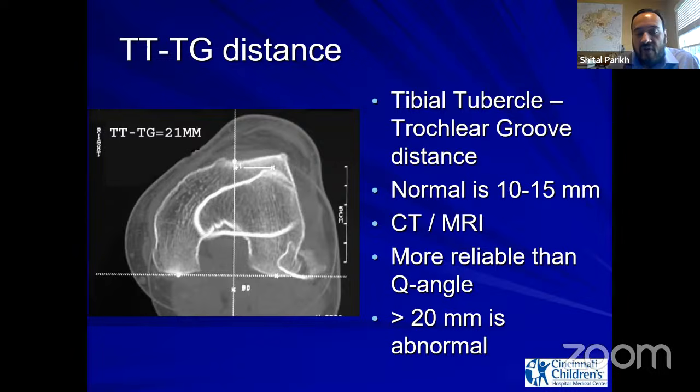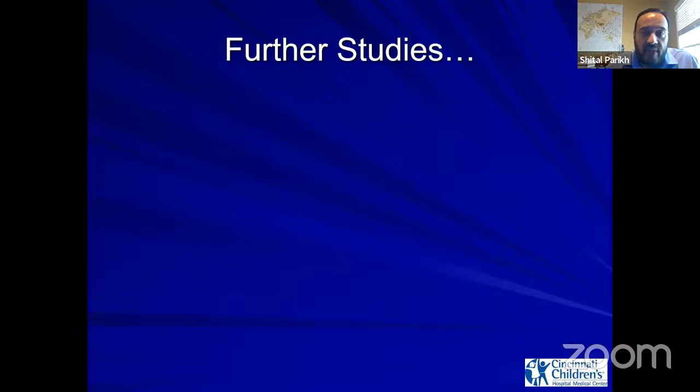Now, a lot of studies have shown that in spite of an increased TTTG distance, because the measurement varies with the knee flexion as well as knee rotation, patients have done well just with an isolated MPFL reconstruction. So one has to be careful in evaluating these parameters and making decisions based on that, because there is variation in how we calculate them and based on the position of the knee.